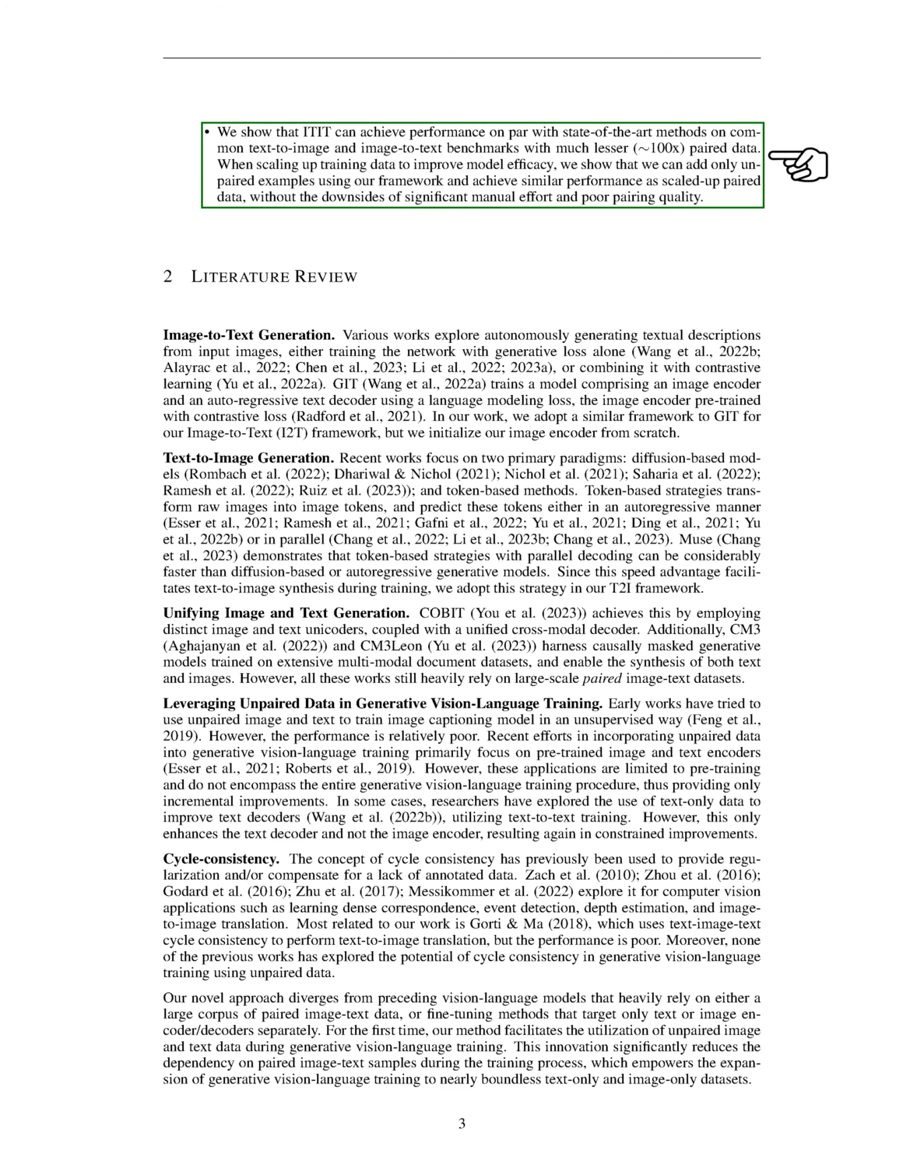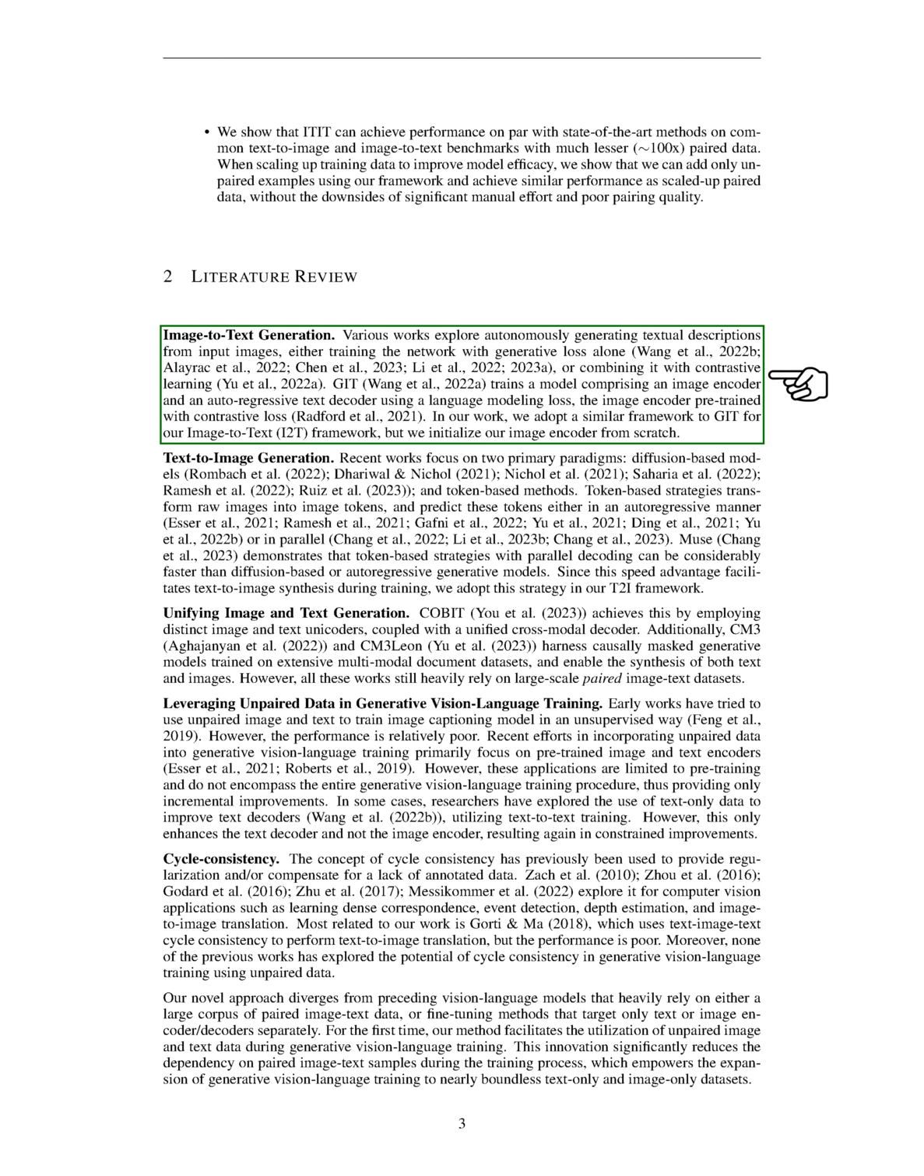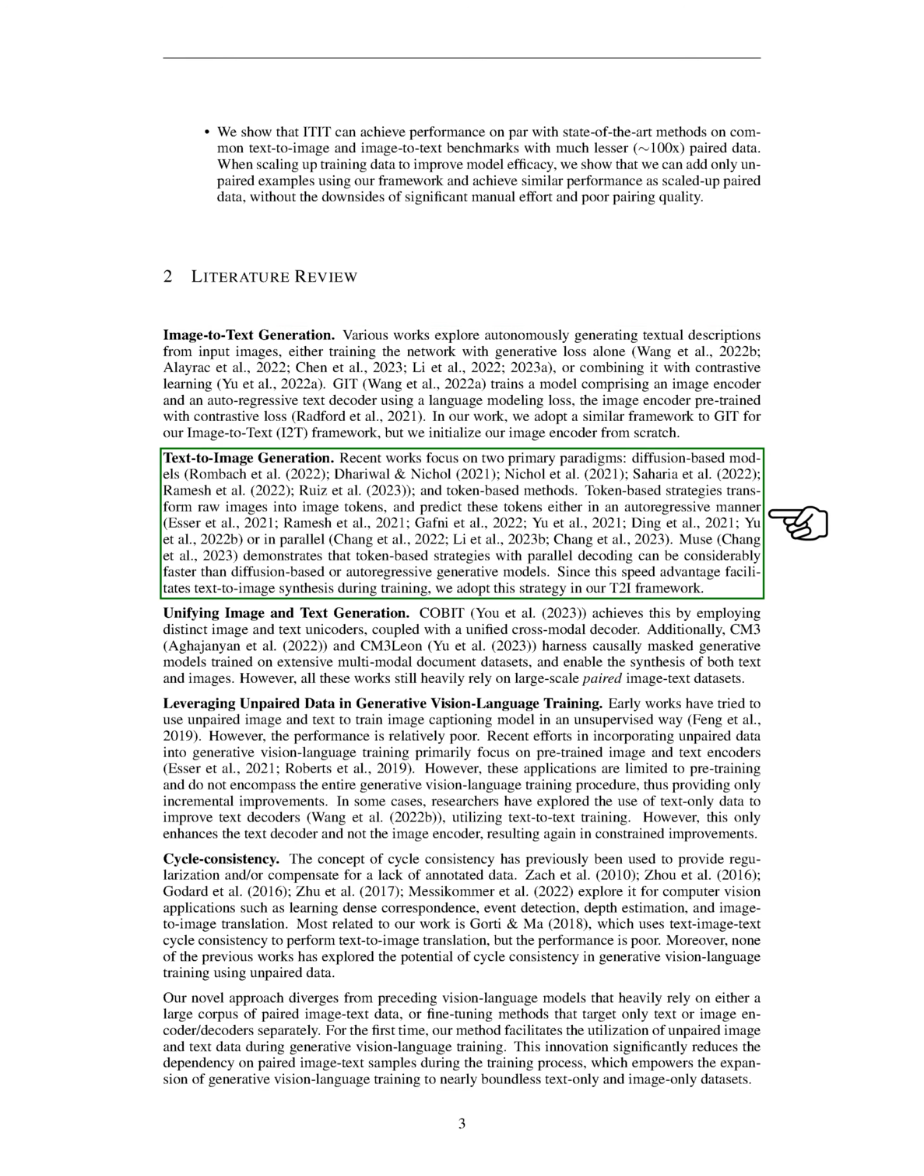4. When scaling up training data to improve model efficacy, we show that we can add only unpaired examples using our framework and achieve similar performance as scaled-up paired data, without the downsides of significant manual effort and poor pairing quality. In the literature review, we discuss various works that explore generating textual descriptions from input images, either training the network with generative loss alone or combining it with contrastive learning. We also discuss recent works that focus on two primary paradigms: diffusion-based models and token-based methods.